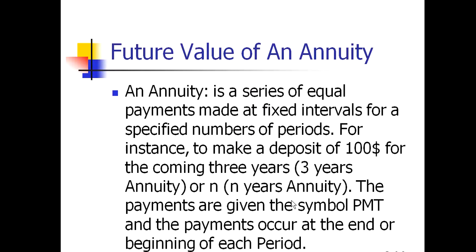The payments are given the symbol PMT, and the payments occur at the end or the beginning of each period. For example, if we are planning to make our payments at the end of each year, then we are going to deal with future value of an ordinary annuity, while if we are going to make our payments at the beginning, then the payments will be featured as an annuity due.